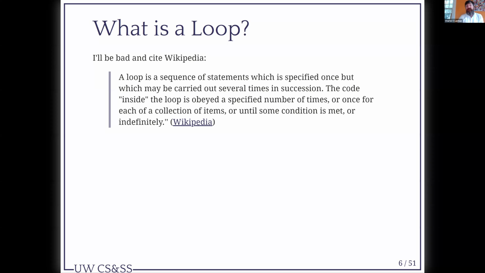So I'm going to be straight bad and read directly from Wikipedia on what a loop is. A loop is a sequence of statements which is specified once, but which may be carried out several times in succession. The code inside the loop is obeyed a specified number of times, or once for each of a collection of items, or until some condition is met, or indefinitely. Okay? So loops, as it turns out, are basically the backbone of every piece of software and every software-run device that exists in your life, okay?